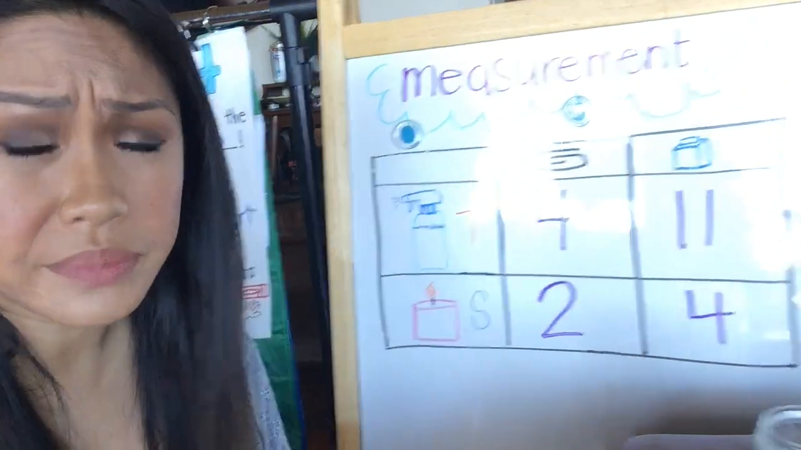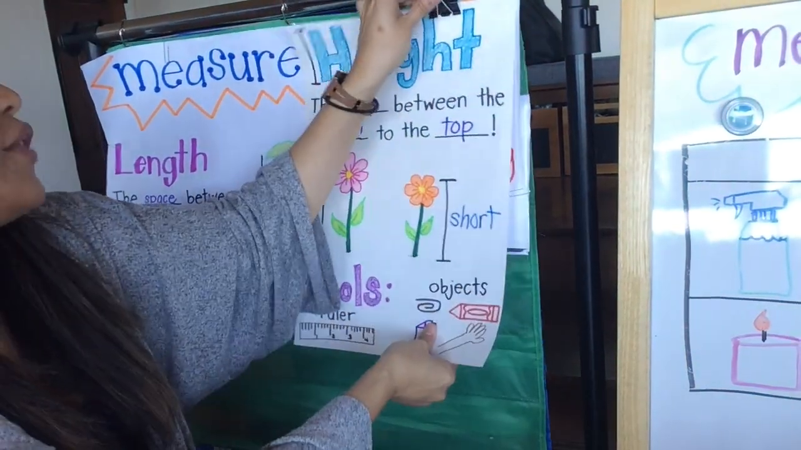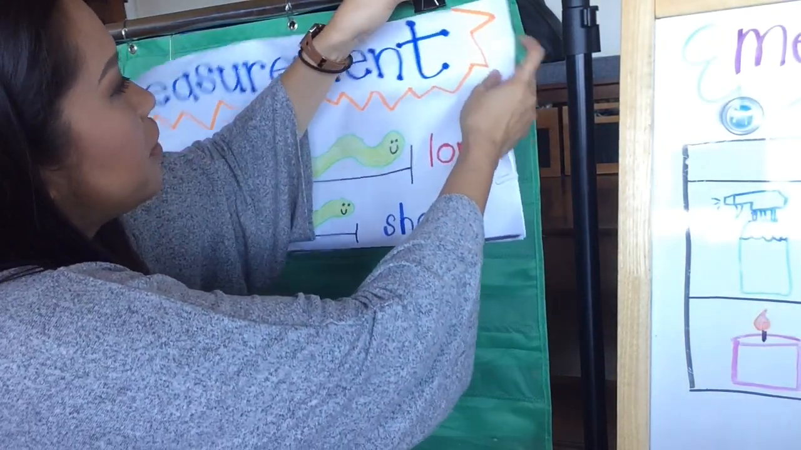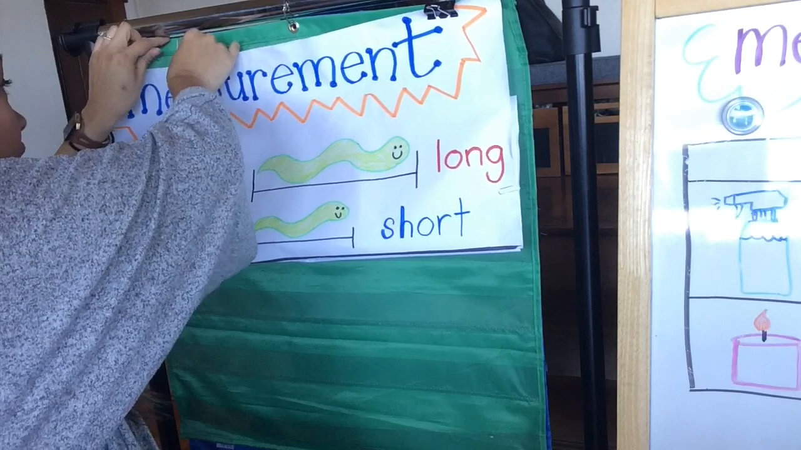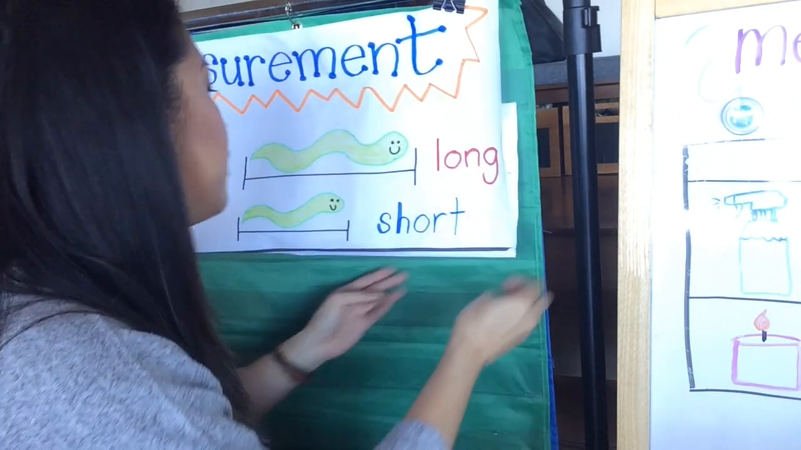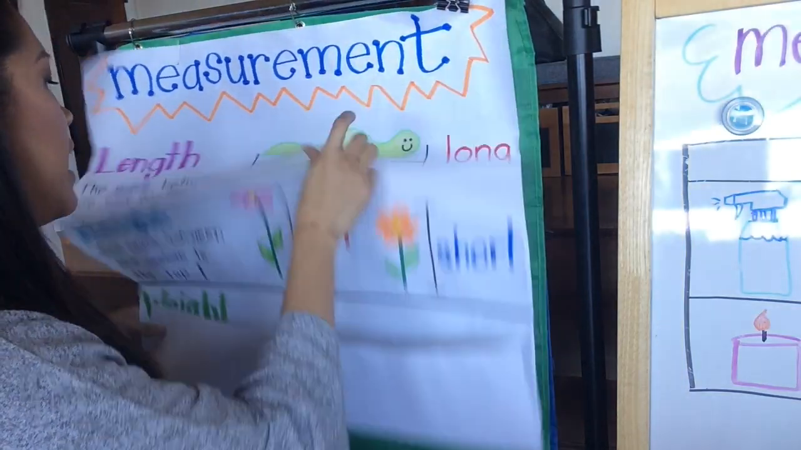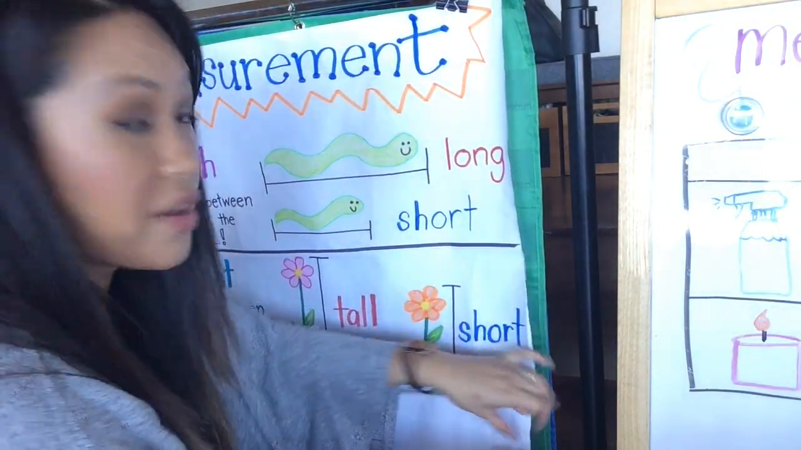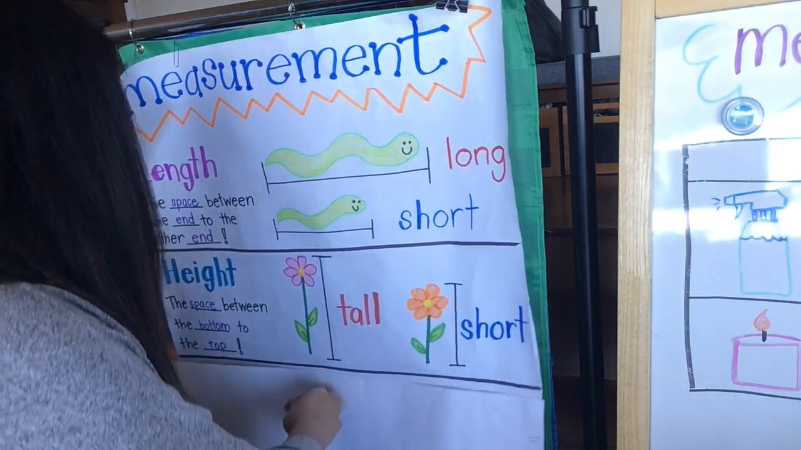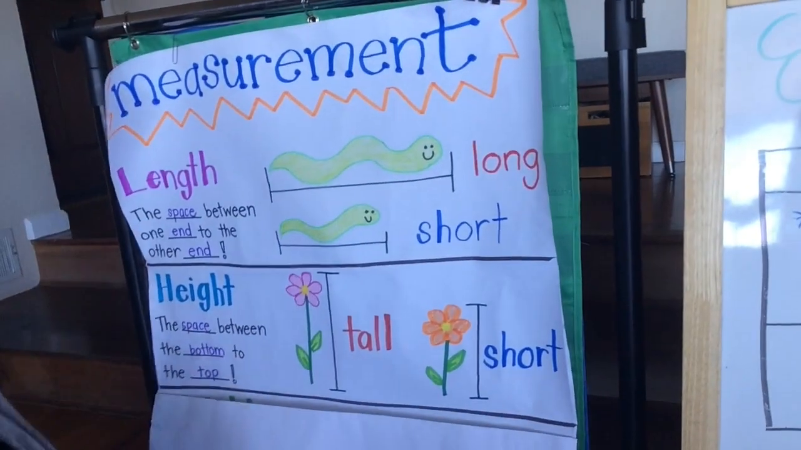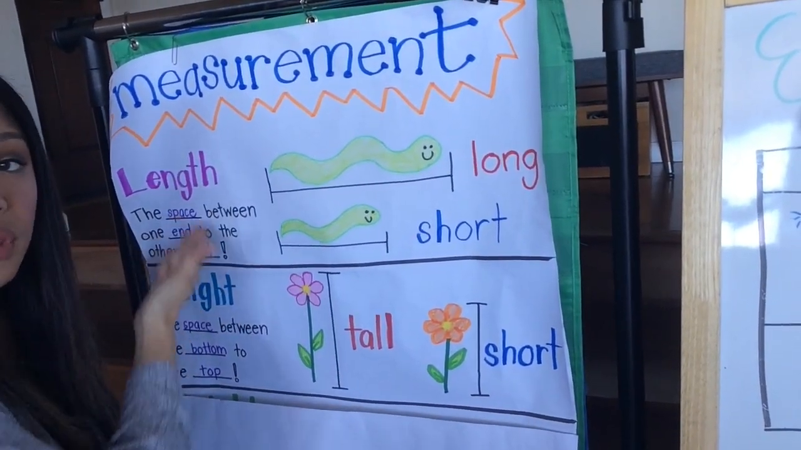Okay? So in a few weeks, we're going to be learning 4 different types of measurements. But for today, we have learned 2 so far. We have learned that there's length, which is measuring from one end to the other end. And now we've learned the next one, and the next one is height. Okay? And height is measuring from the bottom to the top. Measuring from the bottom to the what? To the top. Okay? So now you are experts at measuring these two things.